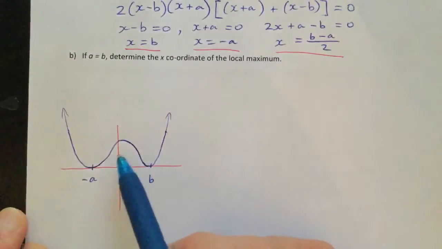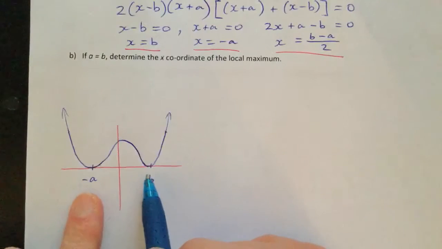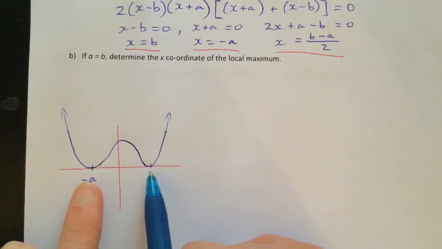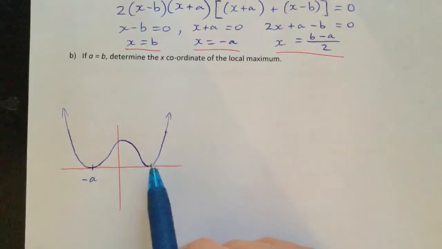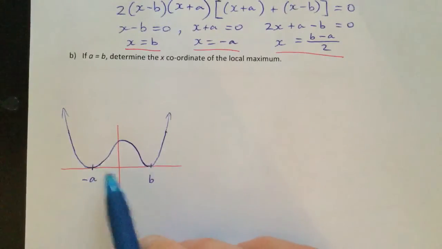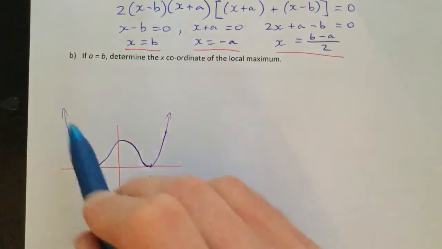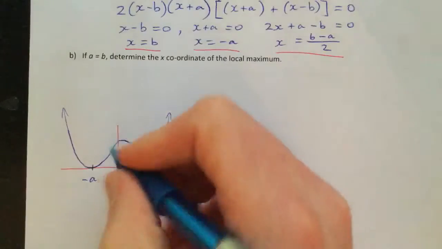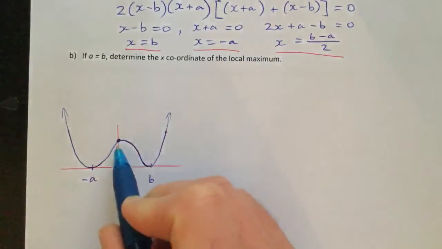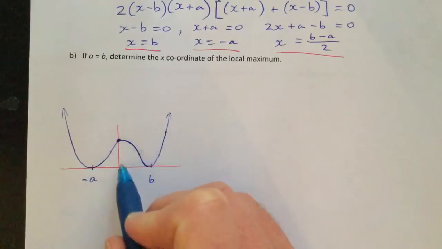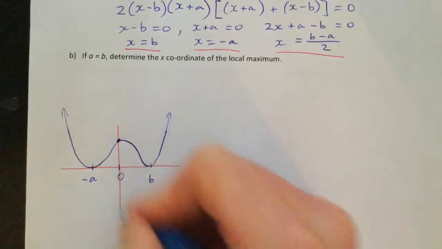Okay, now this is saying if a equals b, and there's 2 ways you can think of this. If a is equal to b, then these 2 stationary points, these 2 minimums, are going to be an equal distance on either side of the y-axis, which means we need to actually have a symmetrical graph. And if we've got a symmetrical graph, even though my wonky looking thing doesn't look like it, the maximum must be in the middle, which means its coordinate must be 0.